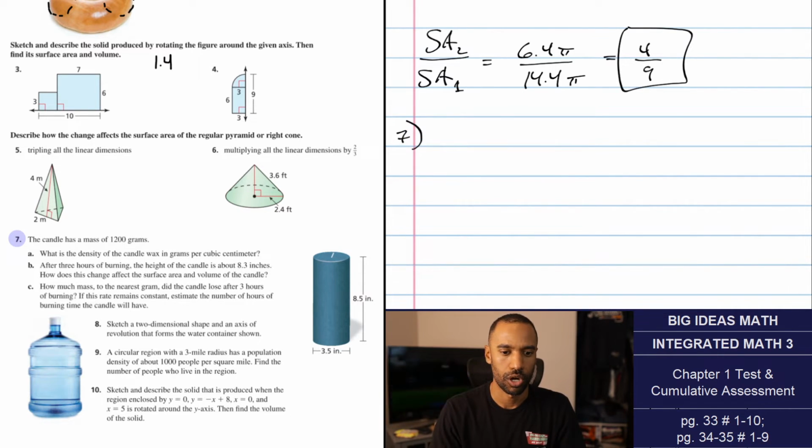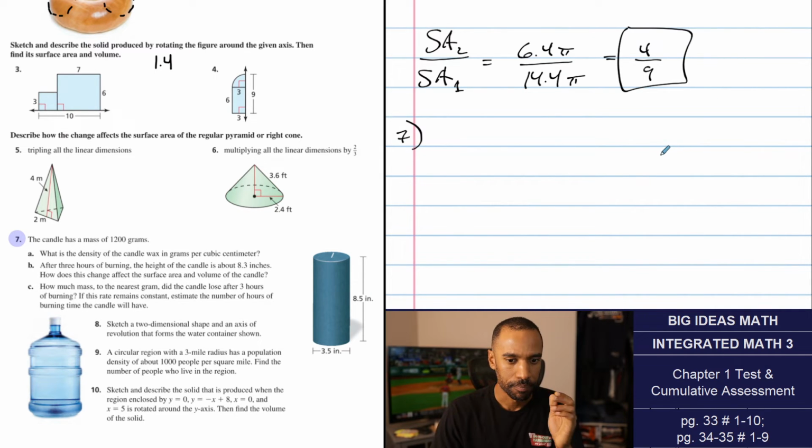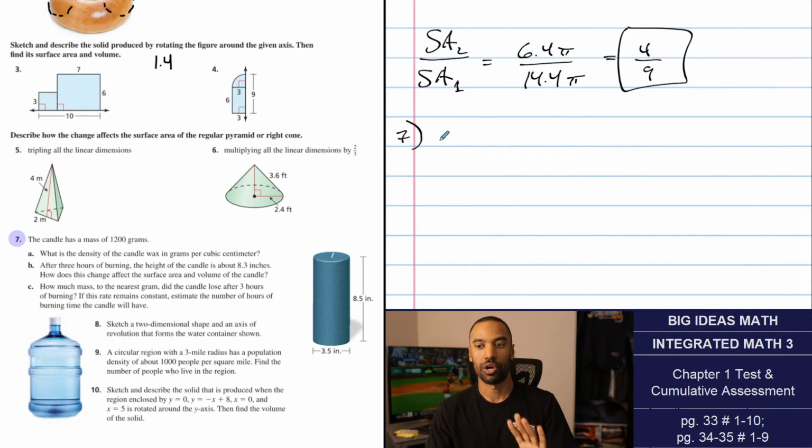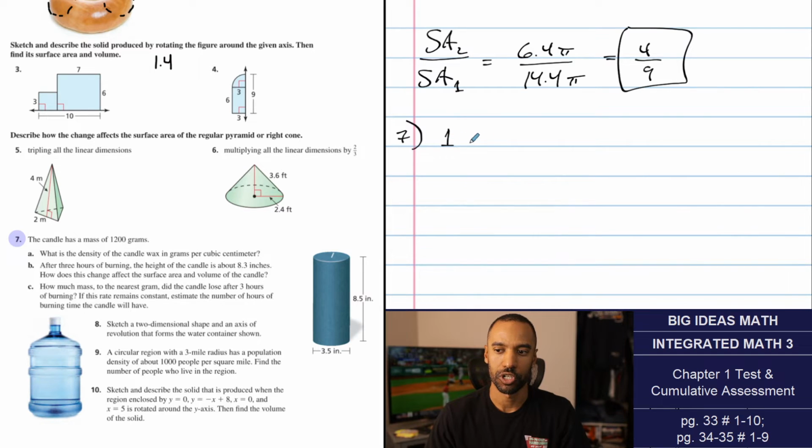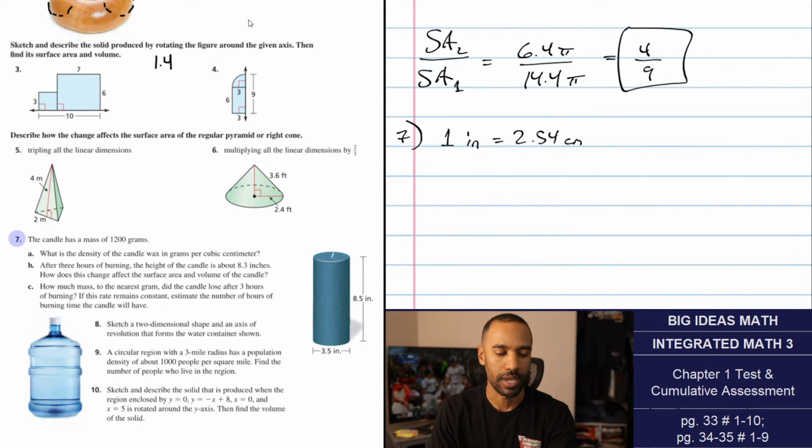So this candle right here. Part A, what is the density of the candle wax in grams per cubic centimeter? So we have inches. First of all, let's do a straight conversion. 1 inch is 2.54 centimeters. That means we have to take this candle and multiply these numbers by 2.54.